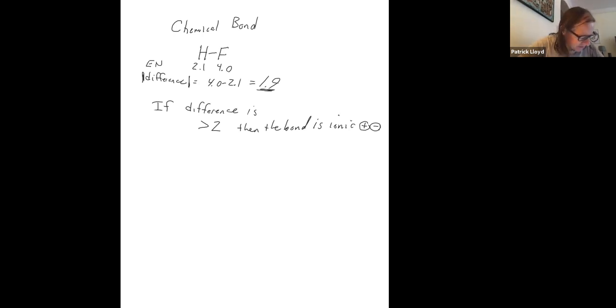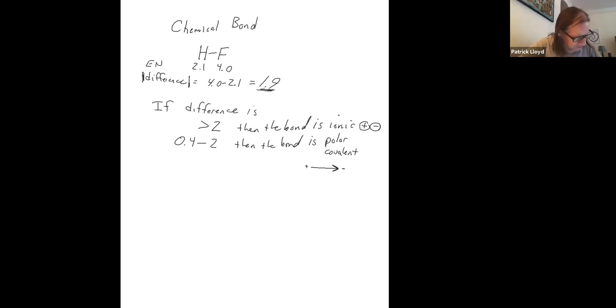If the difference is between 0.4 to 2, then the bond is polar covalent. And we represent it using a dipole vector, a vector to represent the dipole. Okay. And then again, the negative end here, positive end there. So look at this difference, 1.9. I'll come back to that in a moment.